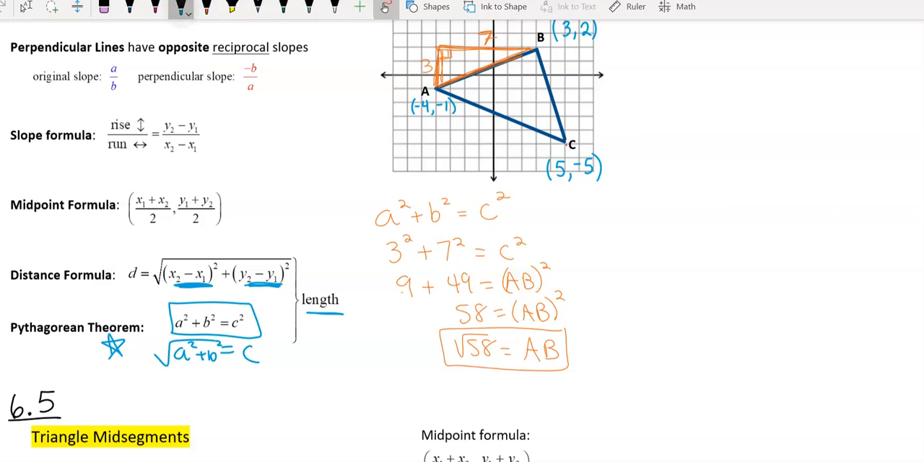Yes? Since it was equal to AB squared, I had to take the square root of both sides, so I came in here and did the square root of both of them. Since we're talking about the length of a side, we don't need the plus or minus when we take the square root. We know it has to be a positive length.